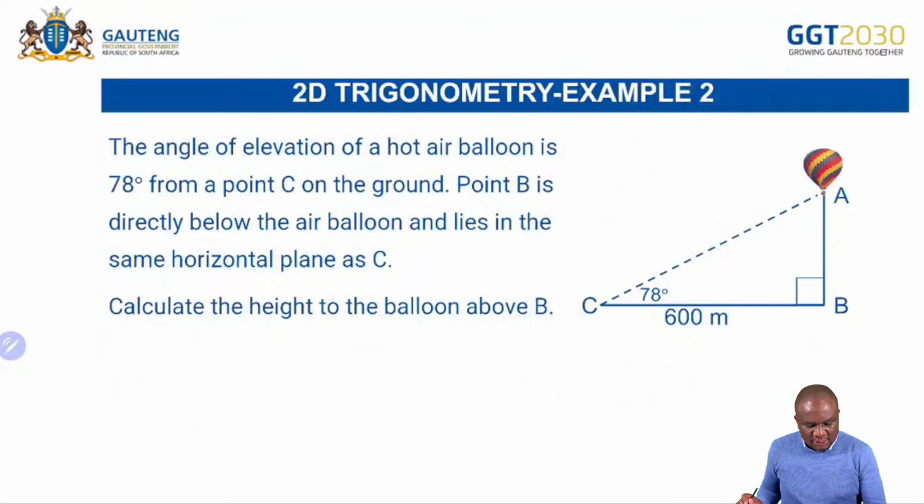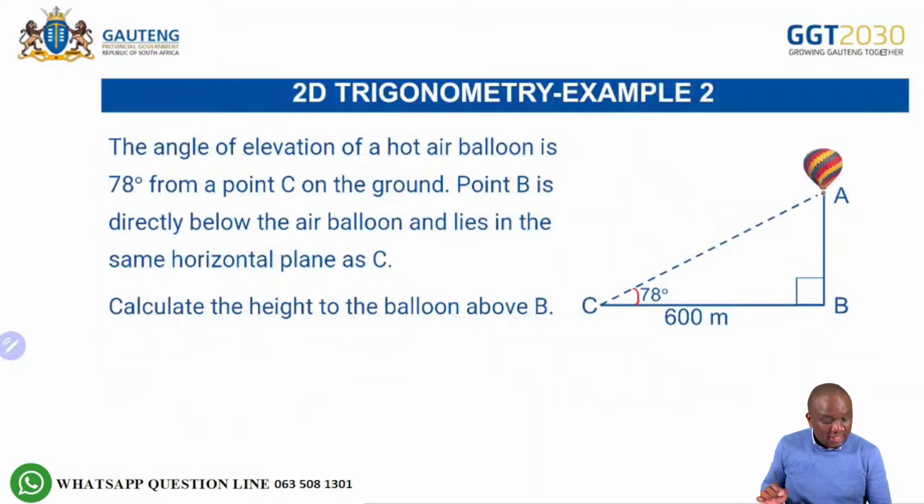The angle of elevation of a hot air balloon is 78 degrees. We know what angle of elevation means. Then from point C on the ground, point B is directly below the air balloon and lies in the same horizontal plane as C. Remember, we're talking about 2D. We don't do 3D. Now, calculate the height of the balloon above B. So basically, we're finding AB. It's even easier than what we did in the previous activity, isn't it? We're finding AB, but now this is like a real-life situation.